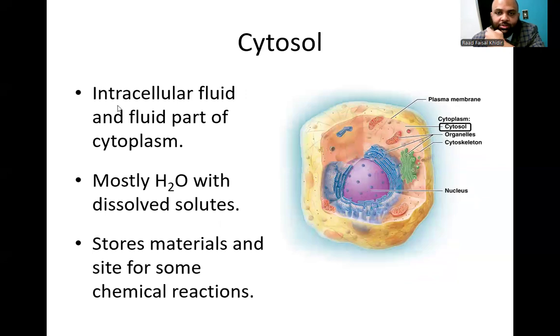So the cytosol represents the intracellular fluid and the fluid part of the cytoplasm. It is mostly water with dissolved solutes. It stores materials and is the site for some chemical reactions. For example, the metabolism reactions happen in your cytoplasm, breaking down carbohydrates to get ATP that takes place in the cytoplasm.